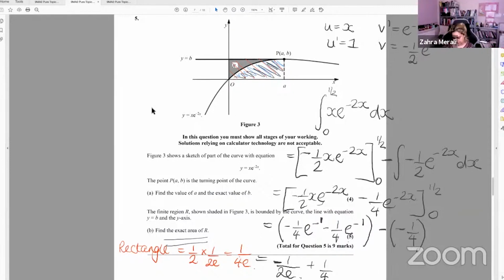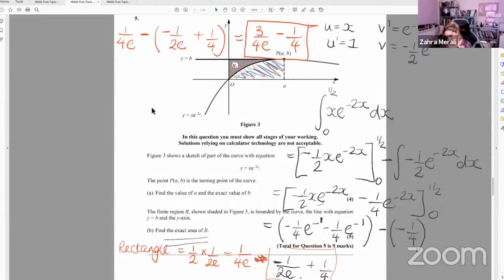And so we've got a rectangle, which is 1 over 4e, minus the area under the graph, which was this bit here. I think my equal signs are maybe all in the wrong place. So minus 1 over 2e plus a quarter. And so your final answer will be a quarter plus a half, which is essentially 3 over 4e, and a plus, make a minus, a quarter. And that's your final area. Okay, so hopefully that makes sense.